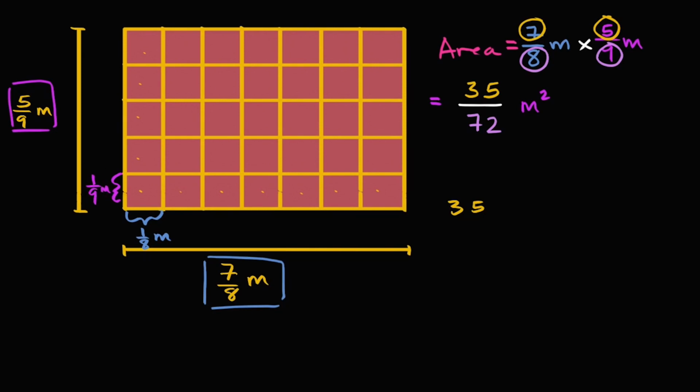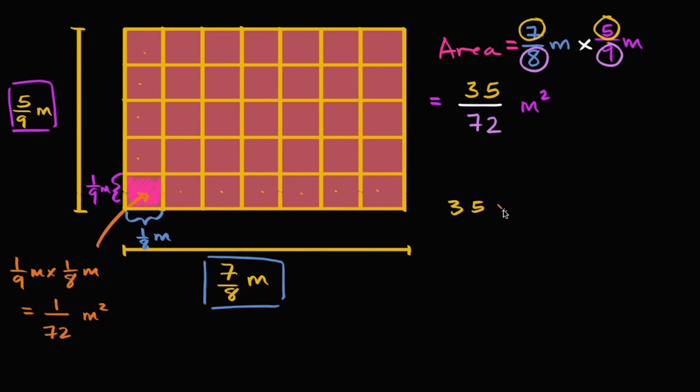So what's the area of just this one right over here? Well, it's going to be 1/9 of a meter times 1/8 of a meter, which is equal to 1 times 1 is 1, 9 times 8 is 72, and meters times meters is square meters. So the area of each of these is 1/72 of a square meter.